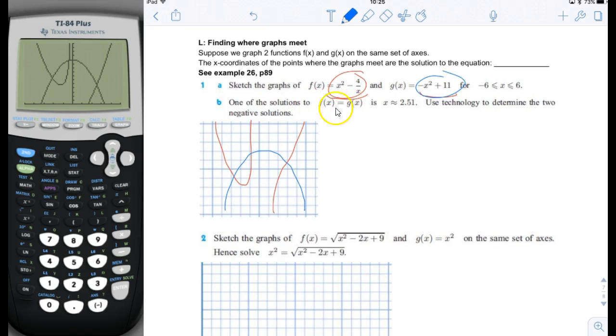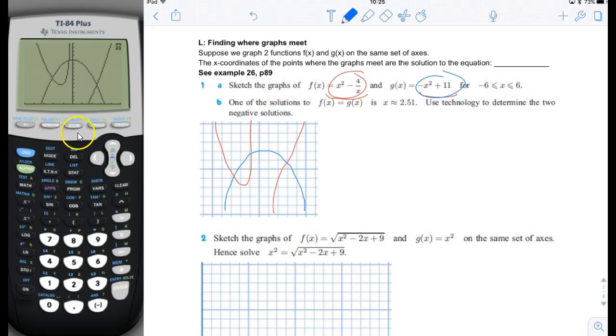One of the solutions to f of x equals g of x, so red function equals blue function, is x equals 2.51. Guess which one that is? Well, that means a solution to this equals this is an intersection. Here's an intersection, here's an intersection, here's an intersection. x equals 2.5 is which intersection? It would have to be this intersection because x equals 2.5 is positive. So this intersection point is to the right of the y-axis. Okay, so that would have to be that one, right? This is 2.51. Use technology to determine the other two negative solutions.